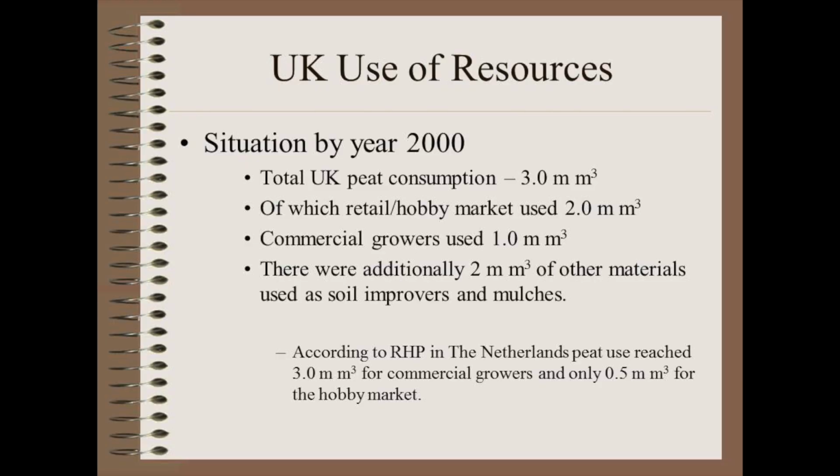So peat wasn't being used in that area. We've got bark and other bits and pieces, green compost being used there as soil ameliorants and mulchers. He did put at the bottom a little snippet about information from RHP and the fact that the Netherlands are again using a similar amount, but the hobby market, the amateur market there, takes far less in terms of the peat use compared to the commercial grow market there.